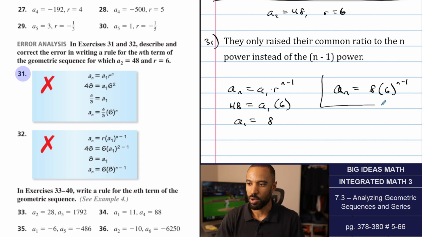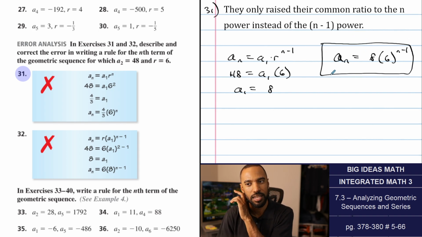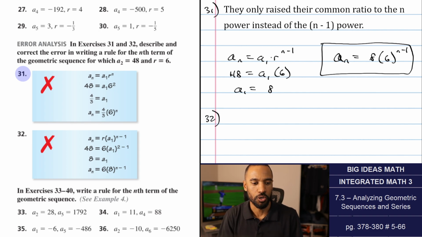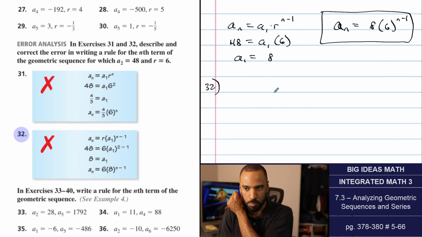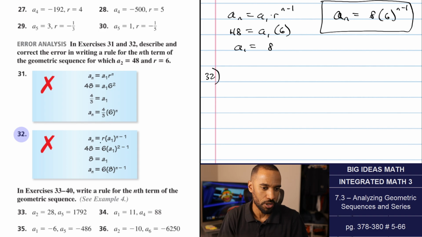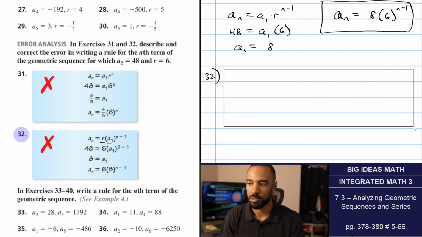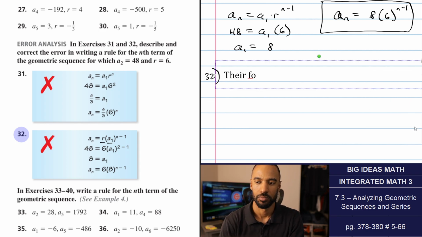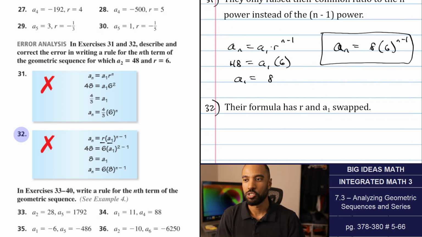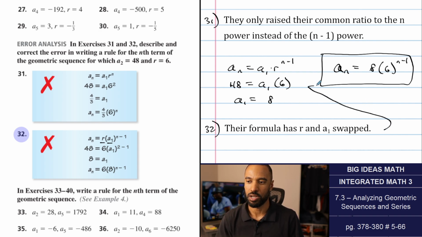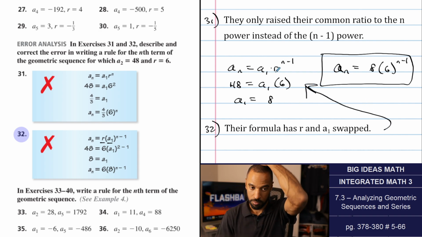Fix Mr. Robinson's mistake, why don't you? He just wrote a 48 when he said 8. Number 32. They swapped, well, this was the same kind of mistake they did on the arithmetic stuff as well. They swapped their common ratio and their a sub 1 term in their formula. Their formula has r and a sub 1 swapped. I've never seen someone swap those things before. In terms of correcting it, I'm not going to say much more than what's written up here. It's still the same problem, so let's just use that again.